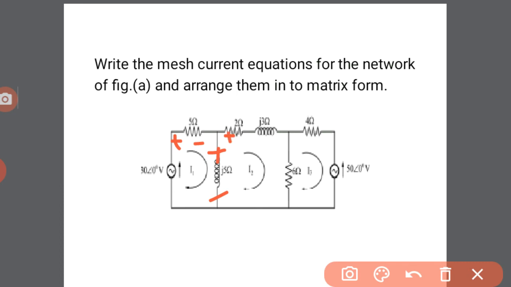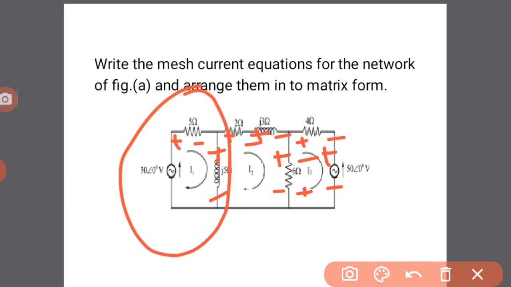Okay, next positive negative, again positive negative, and there is also conventional direction, positive negative and positive negative. So in this first loop, consider only the first loop. Here is 5 ohm resistor and J5 ohm resistor and 30 angle 0 degrees. Then write the equations, means minus 5 into I1. So this J5 ohm is in between loop 1 and loop 2. So that's why J5 into I1 minus I2 equal to 30 angle 0 degrees.